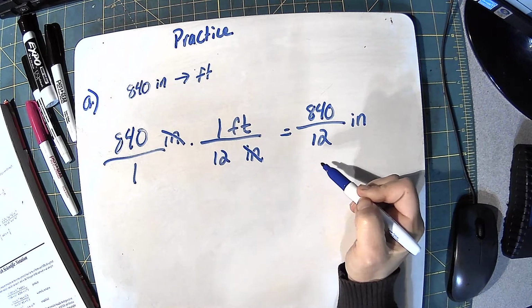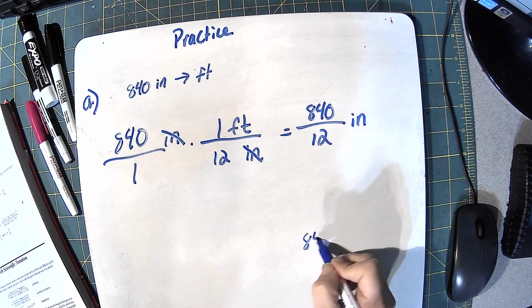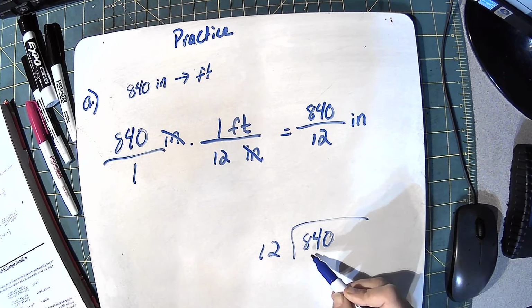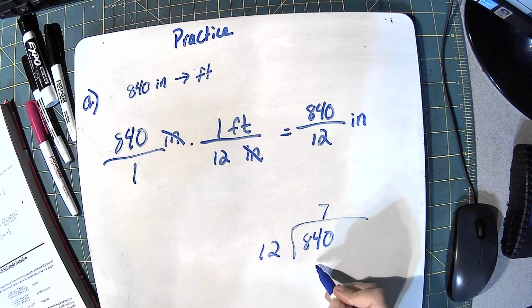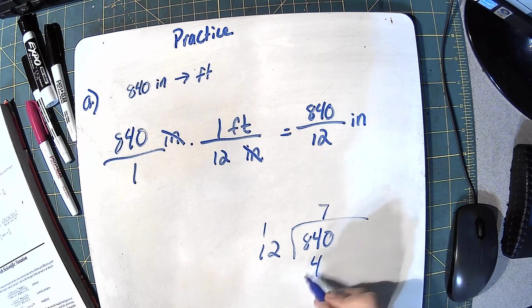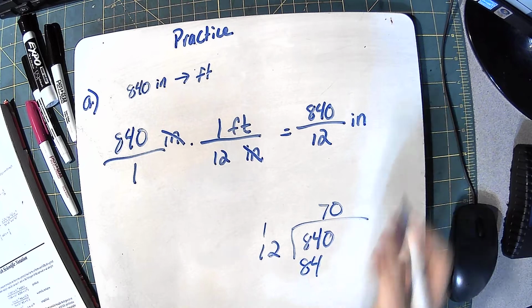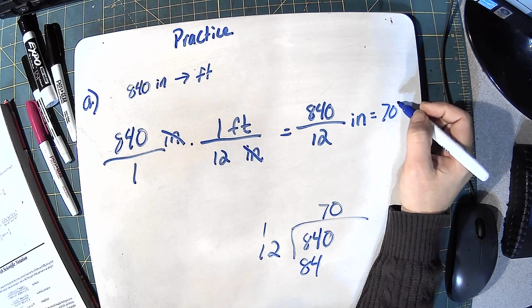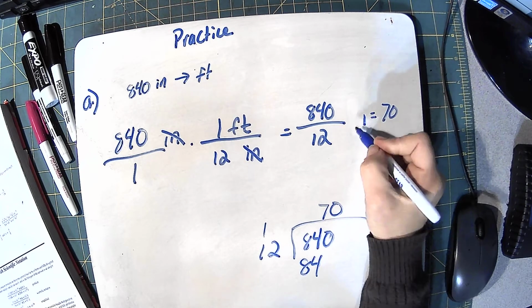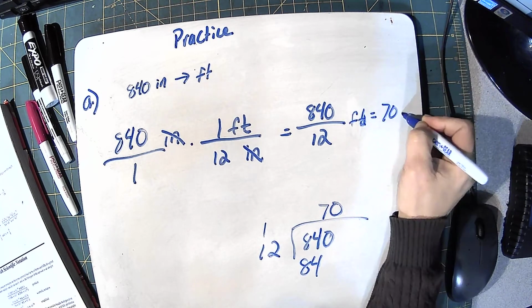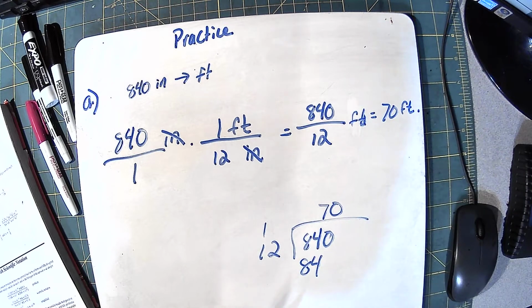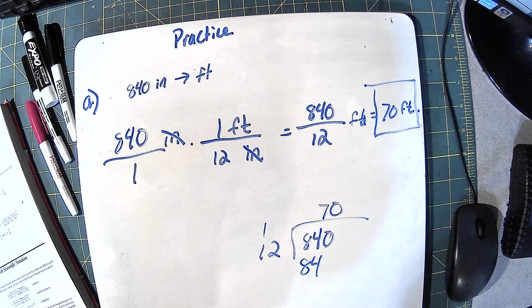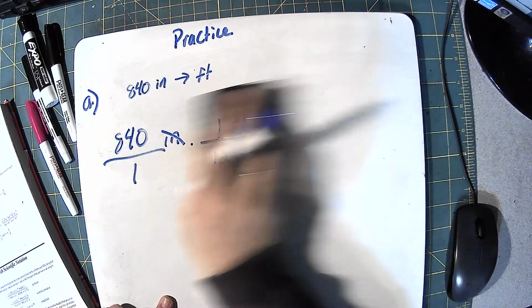Now I need to divide, so I'm going to do 840 divided by 12, and I think, let's see, 7 times 12 is 84, which is 14, 84, 70. Oh, whoops, I put inches. It is feet, 70 feet. So that should be the answer that you got right there, 70 feet. Okay, let's try B.